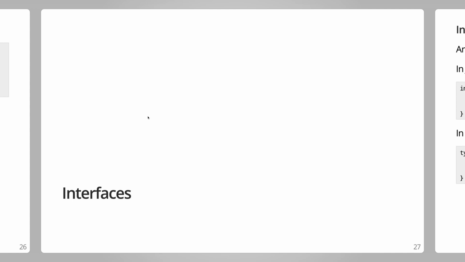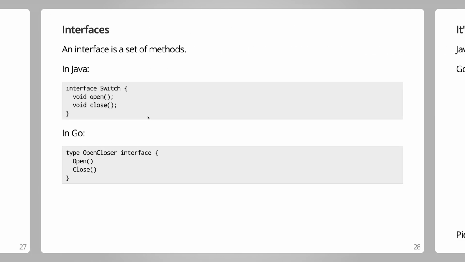Okay, so coming to interfaces. In Java, interfaces are declared like this. In Go, they're sort of different. They're defined in this way, with the interface keyword after the name of the interface. And we basically have one or more methods here. We can also have empty interfaces, which is useful.